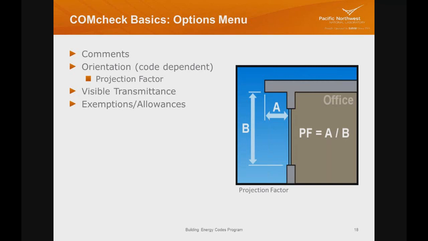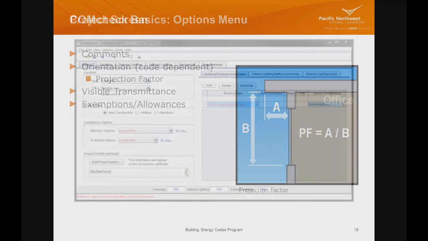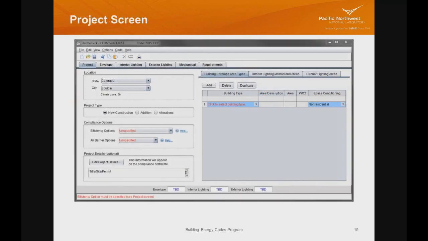Exemptions and allowances are generally optional, and I won't go into those with too much detail because they get fairly involved, but I again encourage you to explore that. I'm going to now show you the project screen, and we'll touch on each of the main panels that you see in the project screen.